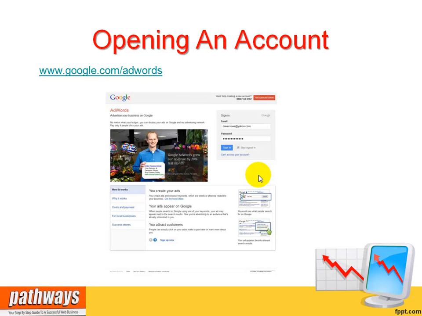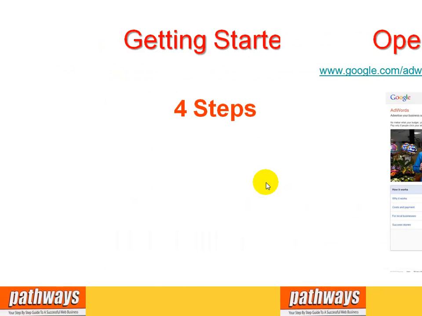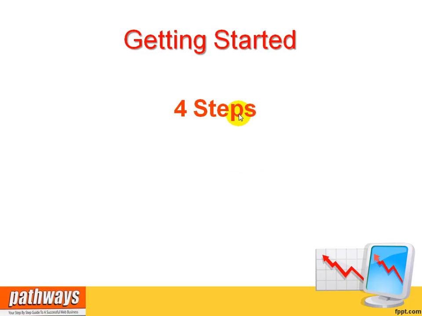Okay, so first thing to do is open an account with Google. Go to www.google.com/AdWords. You come to a page like this. If you're not already a member, you can sign up for an account up here. Put all your details in, click sign up. There are also a number of training videos that you can watch that will give you an idea of how to do your campaign. So there are 4 steps to getting started with a Google AdWords campaign. First step is keyword research.